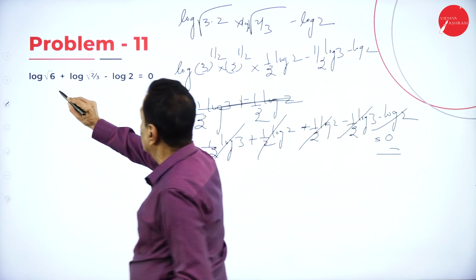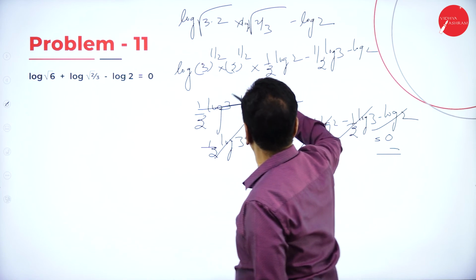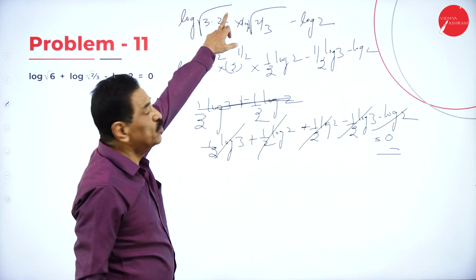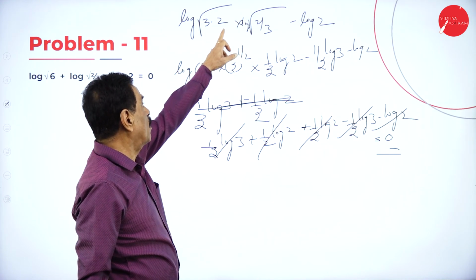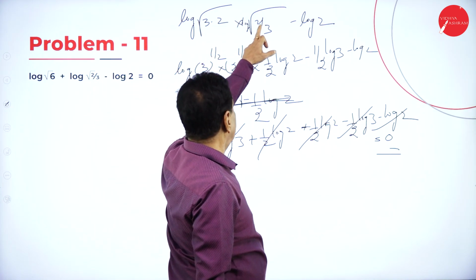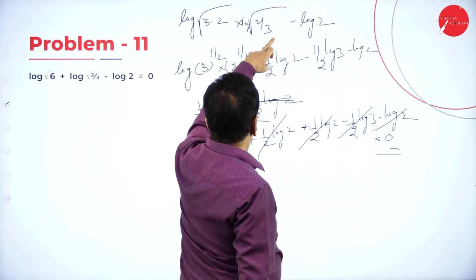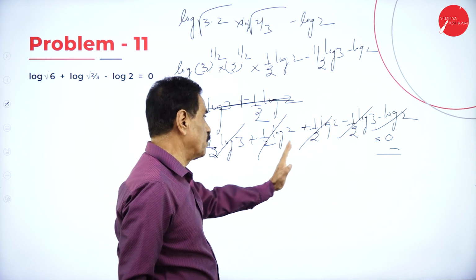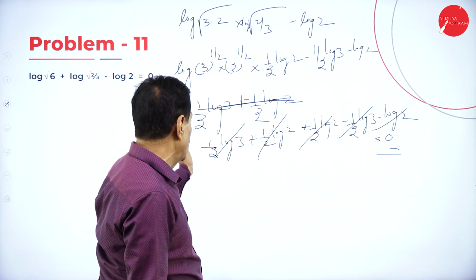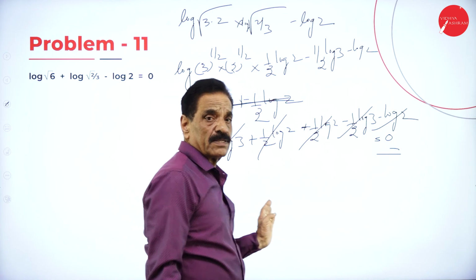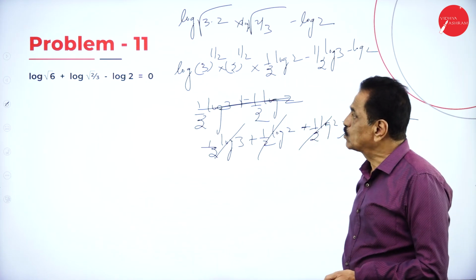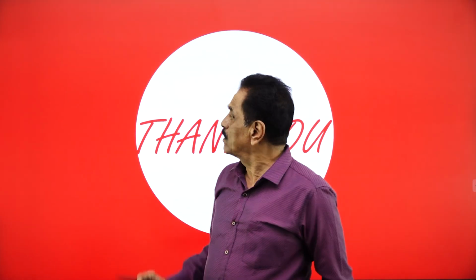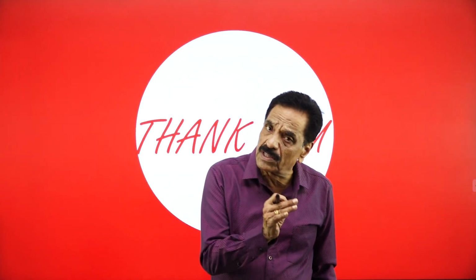What I did: I have written log 3 into 2, log 2 by 3. So this is nothing but half log 3 plus half log 2, plus half log 2 minus half log 3. Half log 2 plus half log 2 is 1 log 2, minus log 2 cancels out. Half log 3 cancels out. It's 0. I have proved. So many problems we have solved. We have come across about 10 problems without using the logarithm table.